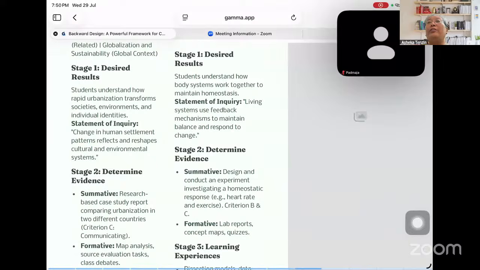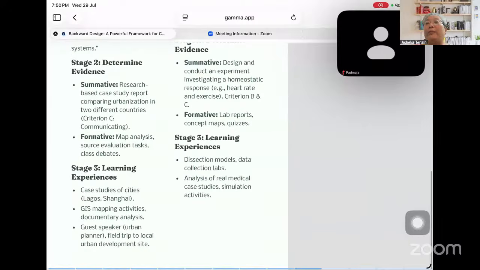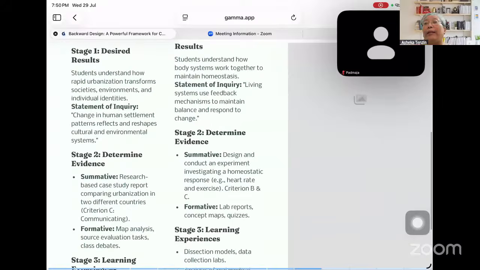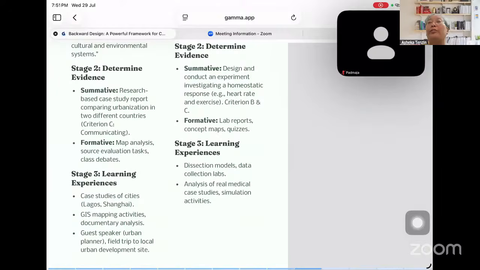Now, because this is my statement of inquiry and my summative assessment, what will be my learning experiences? What will I teach them in my class during lessons? I will teach them dissection models, data collection lab, analysis of real medical case studies, and simulation activities. When they do that, then they will be able to do the summative assessment, right?